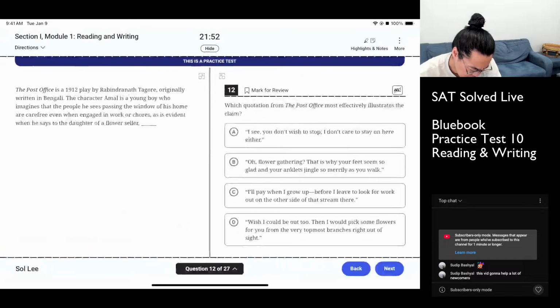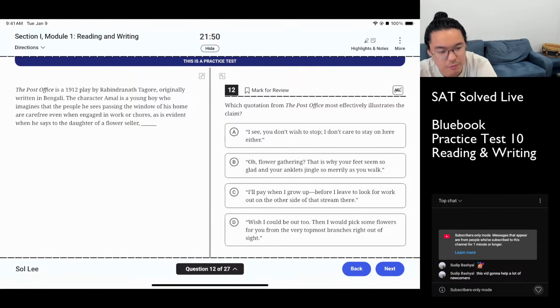Okay, the post office is. I feel like I have seen question 11 before. I've seen it before, but it felt like I didn't see it before. It felt kind of new to me.